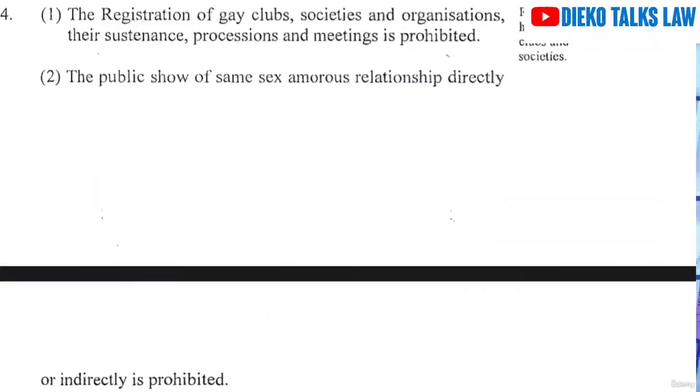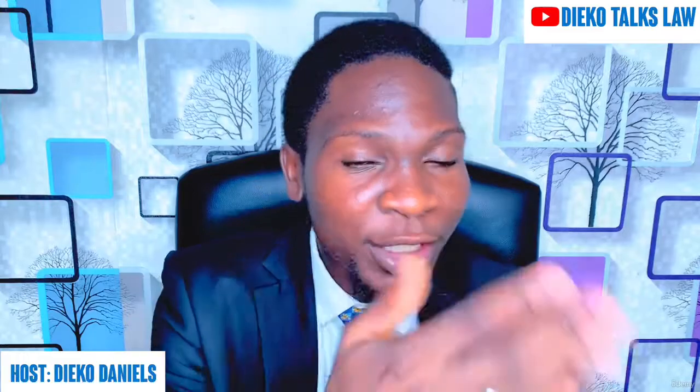And then let's go to what section 4 tells us. Section 4 subsection 1 tells us that when you register gay clubs, societies, organizations, and all that, it is prohibited. Subsection 2 is what I deem to be very, very interesting. It tells us that the public show of same-sex amorous relationship, directly or indirectly, is prohibited. Do you see that? Public show. It didn't say private show.